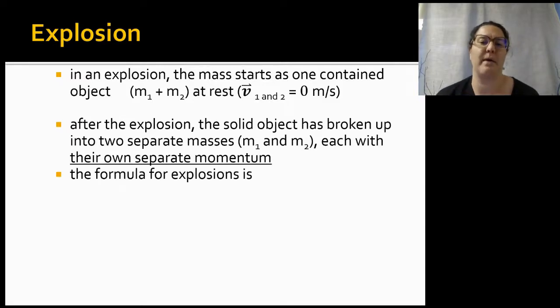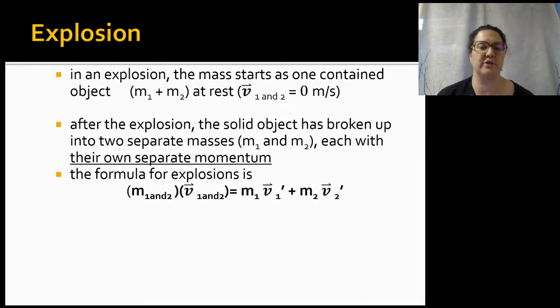So the last type of collision equation is going to be an explosion. In an explosion, the mass starts as one contained object, mass 1 plus mass 2, and at rest, velocity 1 and 2 is equal to 0 meters per second. After the explosion, the solid object has broken up into two separate masses, 1 and 2, with their own separate momentums. So the formula for explosion is mass 1 and 2 multiplied by velocity 1 and 2 equals mass 1 times velocity 1 prime plus mass 2 times velocity 2 prime.